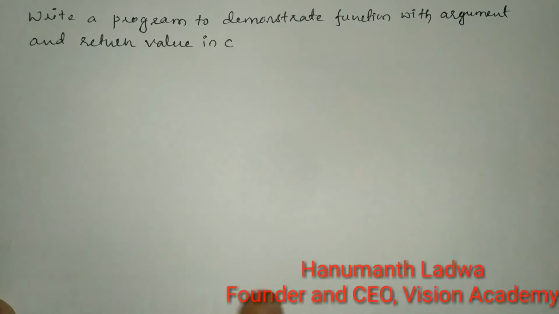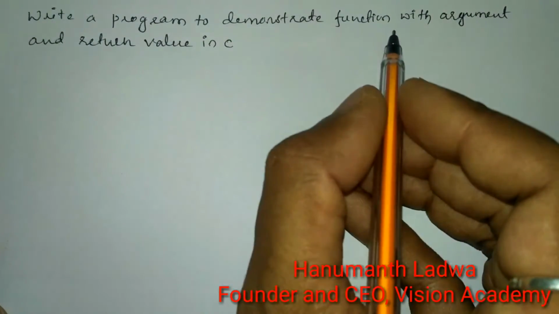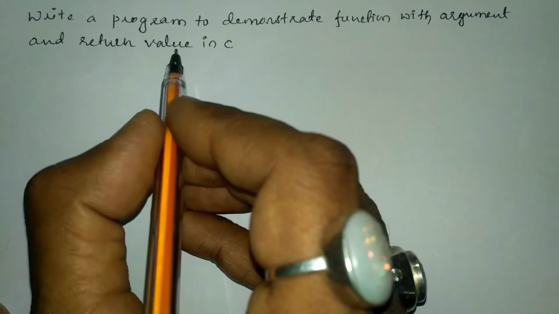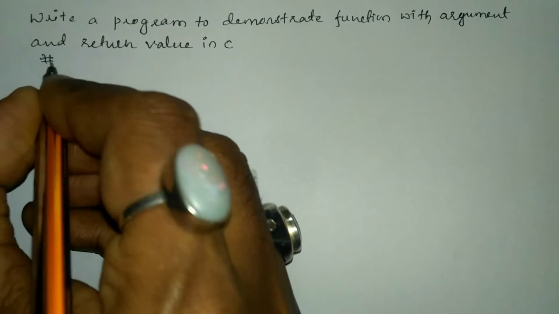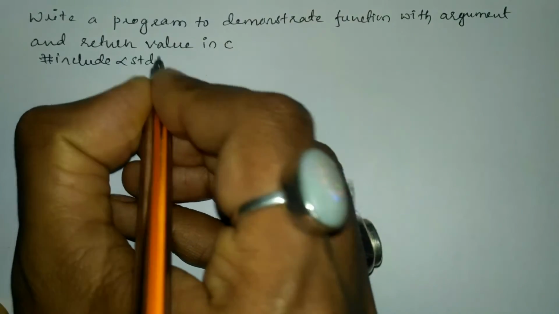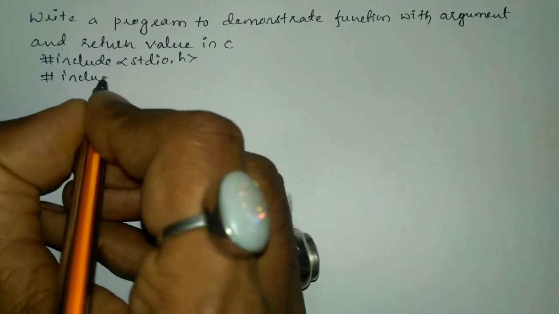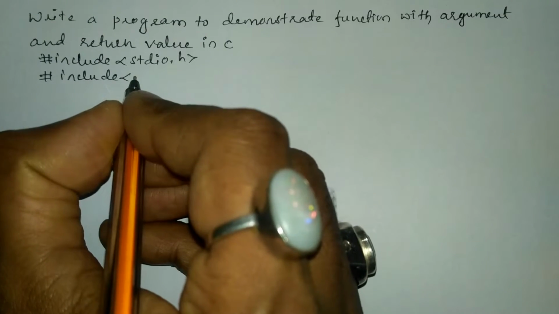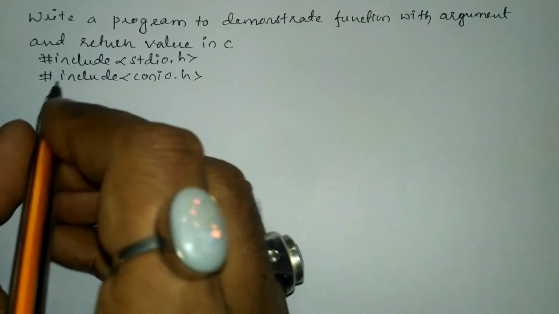My name is Hanmant Latwa and in this video we are going to write a program to demonstrate function with argument and return value in C. Let us write the preprocessor directives: hash include in angular brace, standard input output .h header file, and the next preprocessor directive is hash include in angular brace, console input output .h header file.